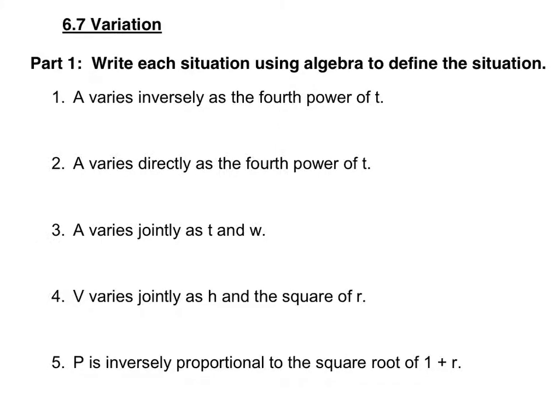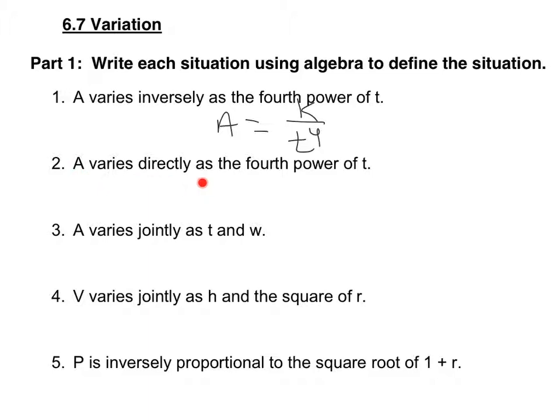All right, guys, today we're going to be talking about variations, okay? So, it says write its situation using algebra to define it. A varies inversely as the fourth power of t. So you would say A varies inversely as the fourth power of t. There's always a constant k, okay? Inversely means the division piece.